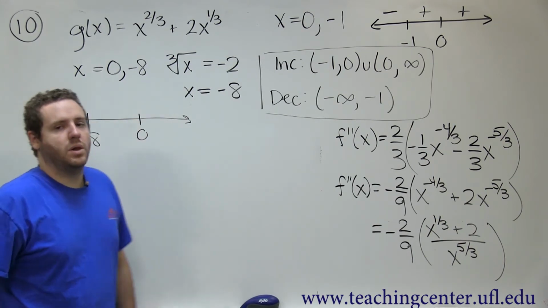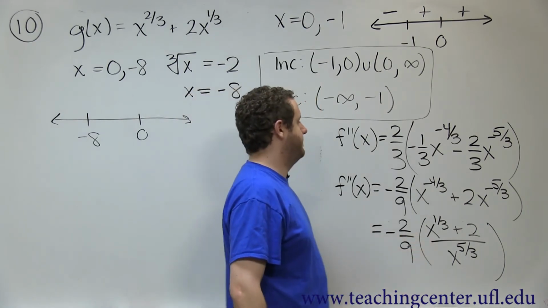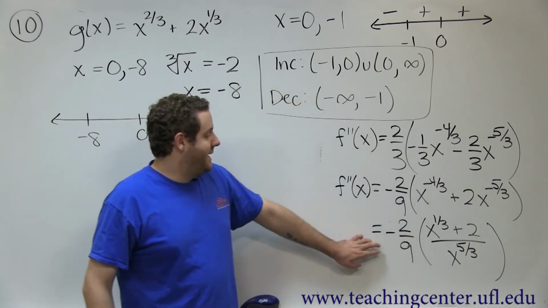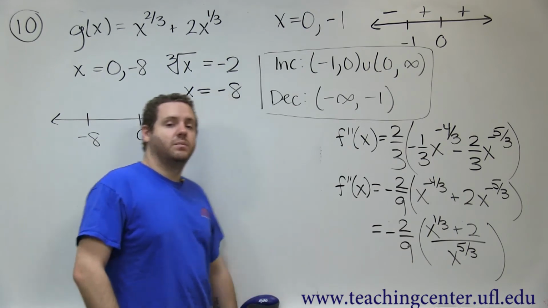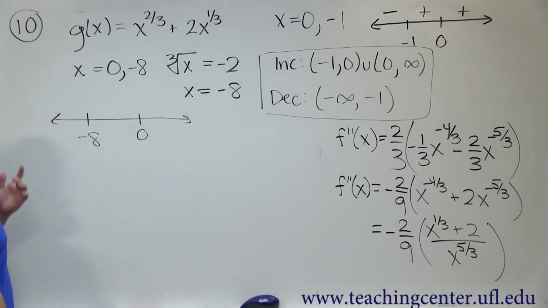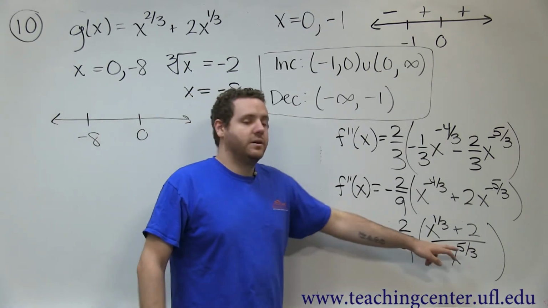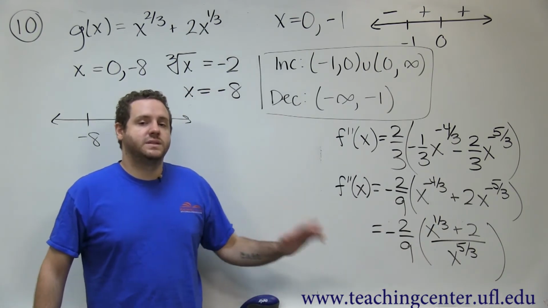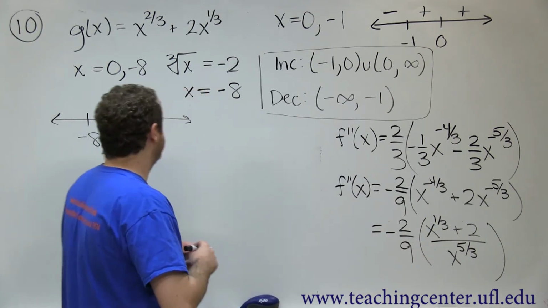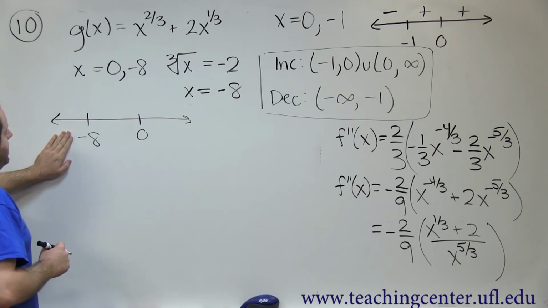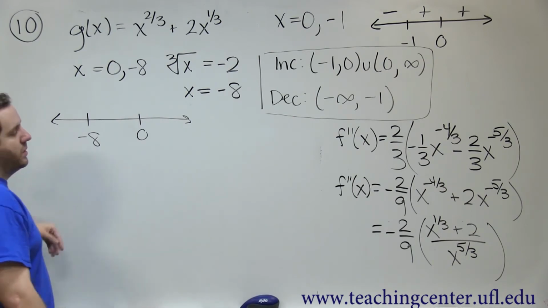Again, all we have to do is plug in numbers to this and see what we get. This time, we have a negative 2/9 out front, so everything is going to get multiplied by a negative. Also, this time our denominator is not an even power, so we can't just say it's always positive. We have to check it every time. All right, so let's plug in a number that's less than negative 8, more negative than negative 8.